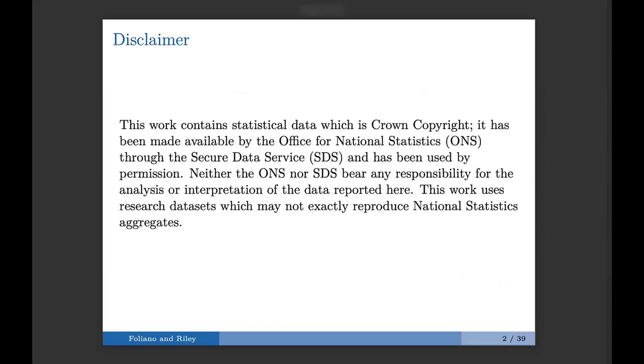So before going on, I just wanted to present the usual disclaimer about the data. And I take advantage of this to say thanks to all of the ONS for the amazing work they do. I must say, these data are great. I use the Labour Force Survey and ASHE data for this work, and they're great. Thank you. Thanks a lot.